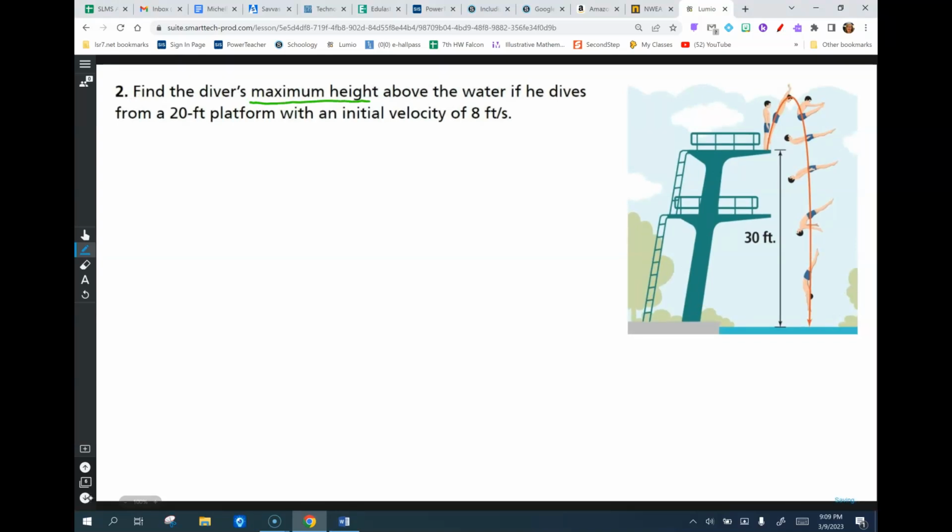Good. So for this, they want us to find the maximum height. We want to find the maximum height above the water, so this point right up here. And what they tell us is it is a 20 foot, so yep, this is 20 this time, and our initial velocity is 8. So what I'd like you to do right now is, of course, your function is h of t equals negative 16t squared. That negative 16 has to do with acceleration due to gravity, is where it comes from. You'll learn more about that. Plus v sub 0 t plus h sub 0.